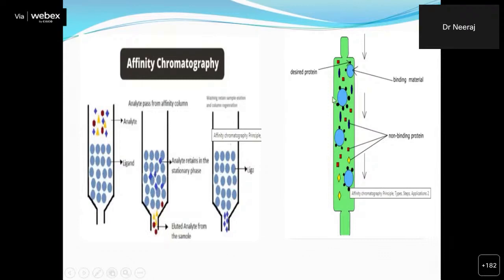You can see here this is the desired protein, which has the binding material. It attaches to this black one, while the rest of the molecules are eluted first. So this is affinity chromatography.